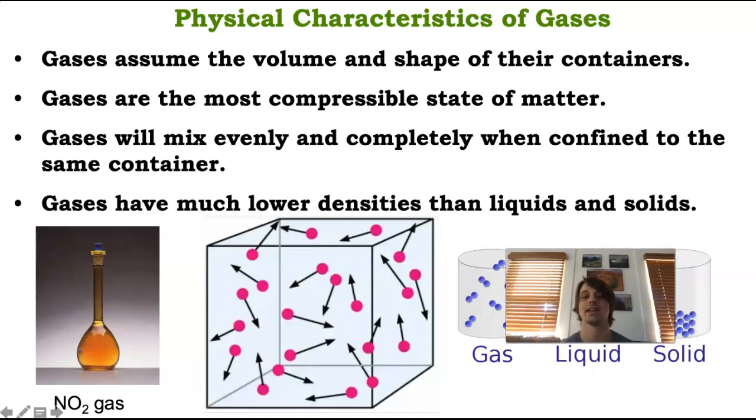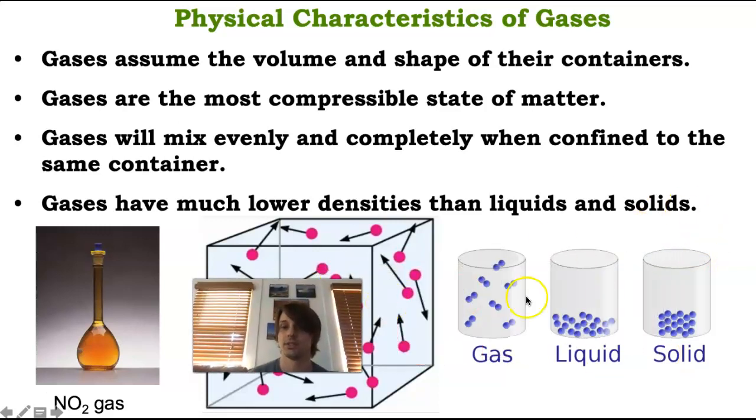And the last one, gases have much lower densities than liquids and solids. Density, or again, mass over volume. So they're less dense than a solid because they're farther apart. So when I'm comparing gases to liquids and solids, which I am right here, notice the gases are farther apart. And all of these physical characteristics describe those gases.